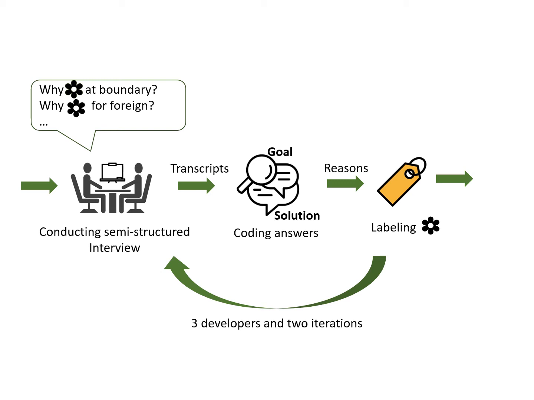And after that, we got a set of reasons. Then we try to assign the reason to flowers. So for each flower, we try to assign the reason that we identified in the interviews. We conduct more interviews if there's a flower that cannot be explained by the identified reason. And we stop the iteration once all the flowers can be explained by the reasons.